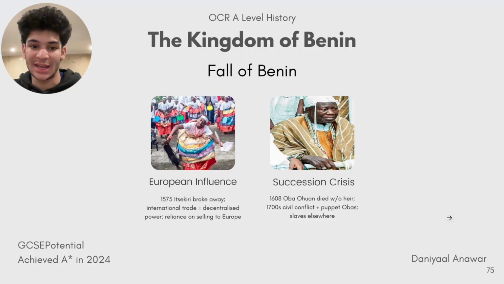So, yeah, European influence was sort of the downfall of Benin because when you start to rely on a country, on a region too much, they can sort of manipulate you. And I guess that's what happened. Second point, succession crisis.